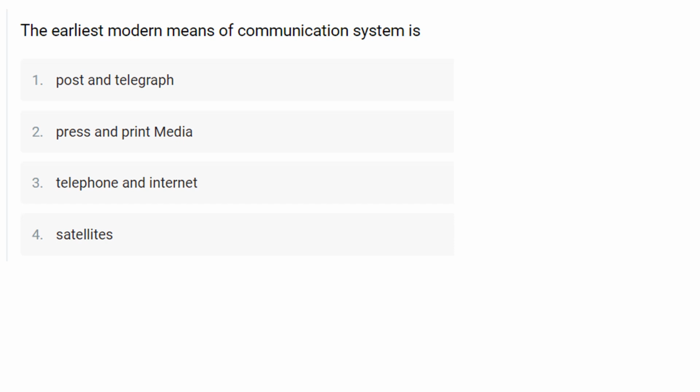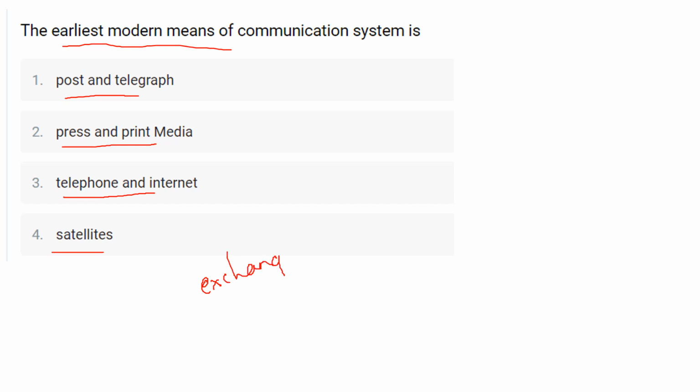So here in this question they ask you about the earliest modern means of communication system, for which the first option here is post and telegraph, second one is press and print media, third one is telephone and internet, and the last one is satellite. So communication refers to the exchange of ideas. What are we doing exactly in communication? We are exchanging our ideas.